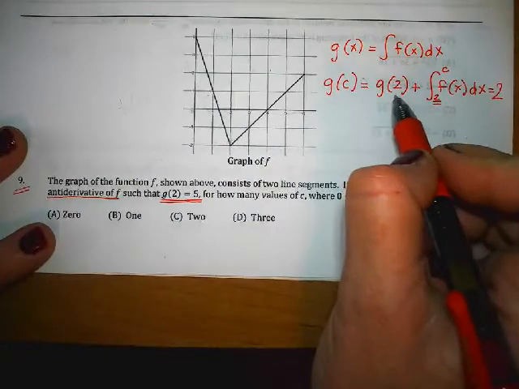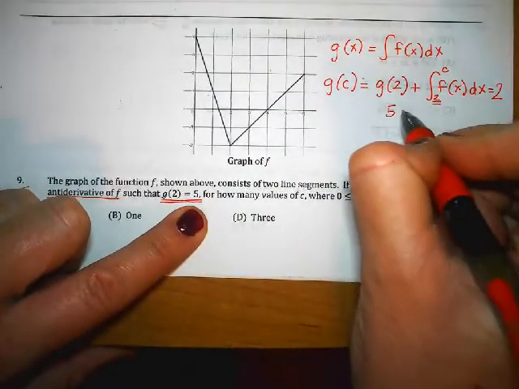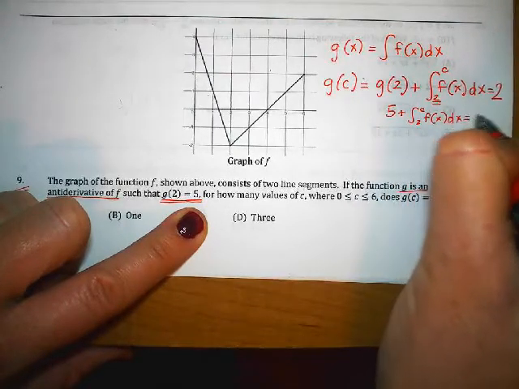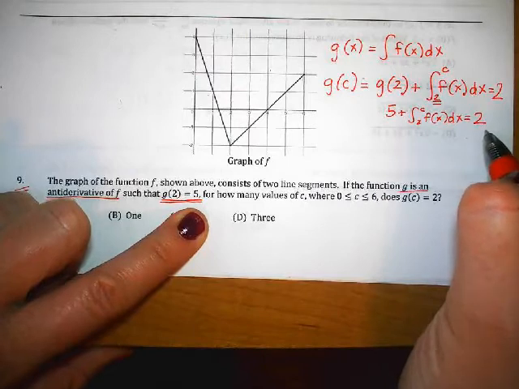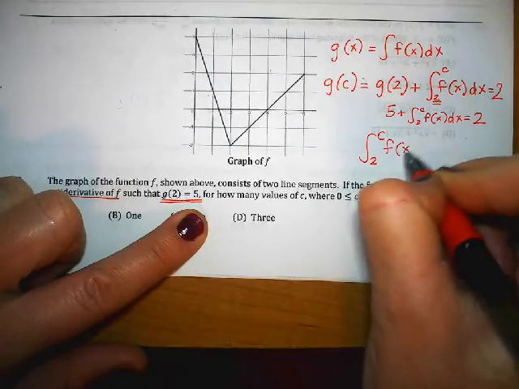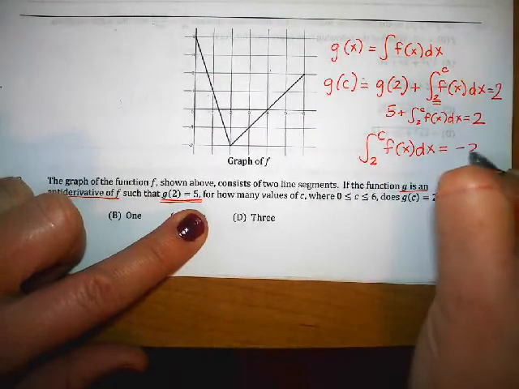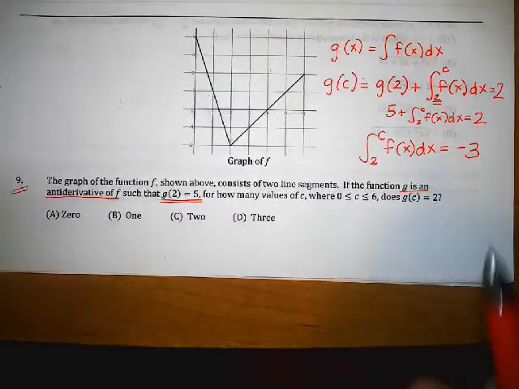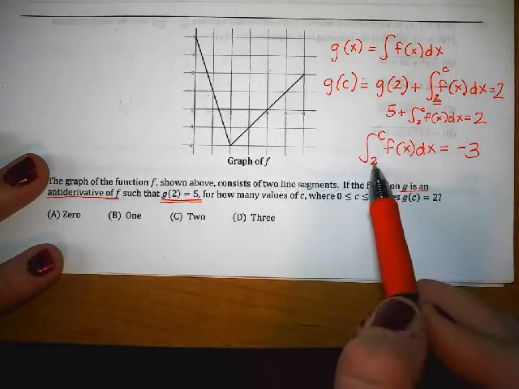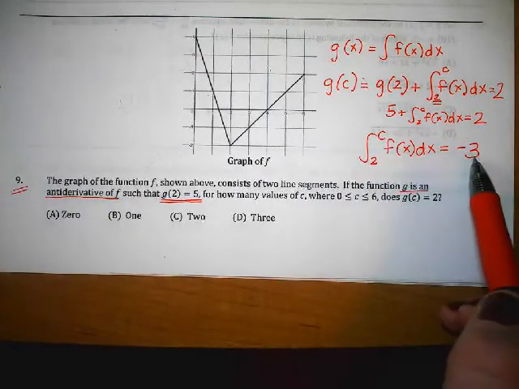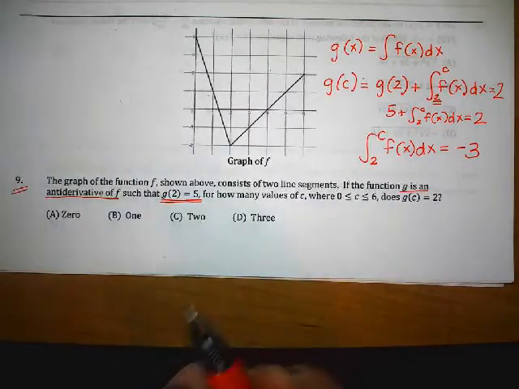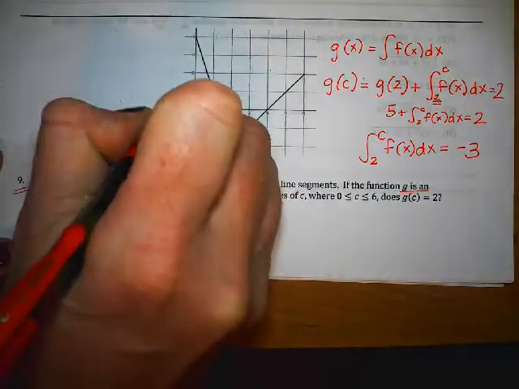So let's try to solve this. Well, g of 2 is 5 plus the integral from 2 to c of f of x dx is equal to 2. I'm going to subtract 5 from both sides. And when I do that, I have the integral from 2 to c of f of x dx equals -3. So my goal for this problem is to figure out how many different values of c could I have that if I integrated from 2 to c, I would get a value of -3. Well, integration is just the area underneath the curve. So the first thing I'm going to do is find the area underneath these curves.